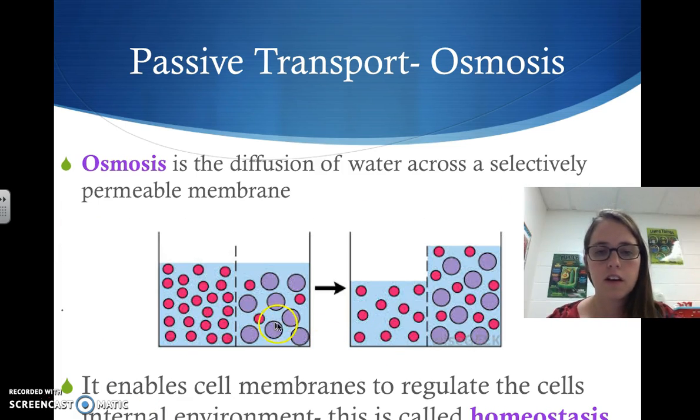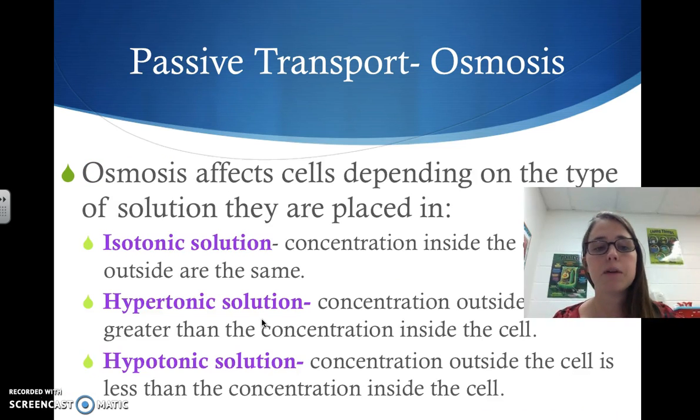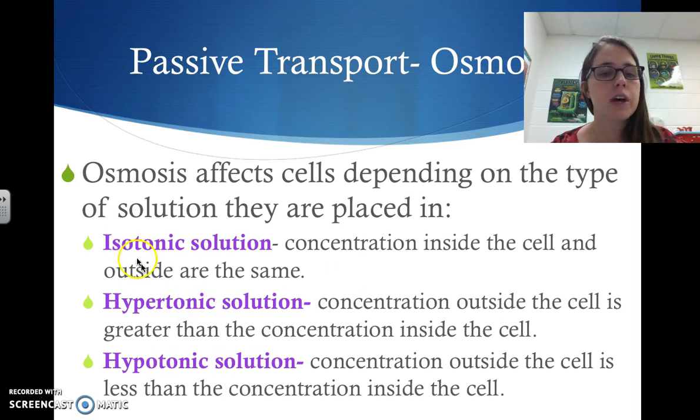So here, okay, if I were to put a cell in here, there is a lot of solute or a lot of dissolved molecules in this water. Okay, that would be, depending on how it compares to the concentration of those same molecules inside the cell, might be considered one of these different types of solutions. So, if a cell is placed in an isotonic solution, that means the concentration inside the cell and outside the cell are the same.